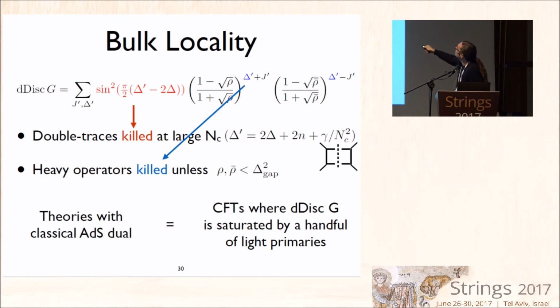And the other thing about this figure: if you look at single traces, in theories that have AdS CFT duals, there are very few light single traces. And the heavy ones, unless rho is very small, will be exponentially small. So you can see that almost everywhere. This gives a very simple interpretation of the criterion that Polchinski et al. proposed. The theories with classical AdS dual are simply those CFTs where this double discontinuity is saturated by a finite sum of a few guys. So the criterion is equivalent to that.